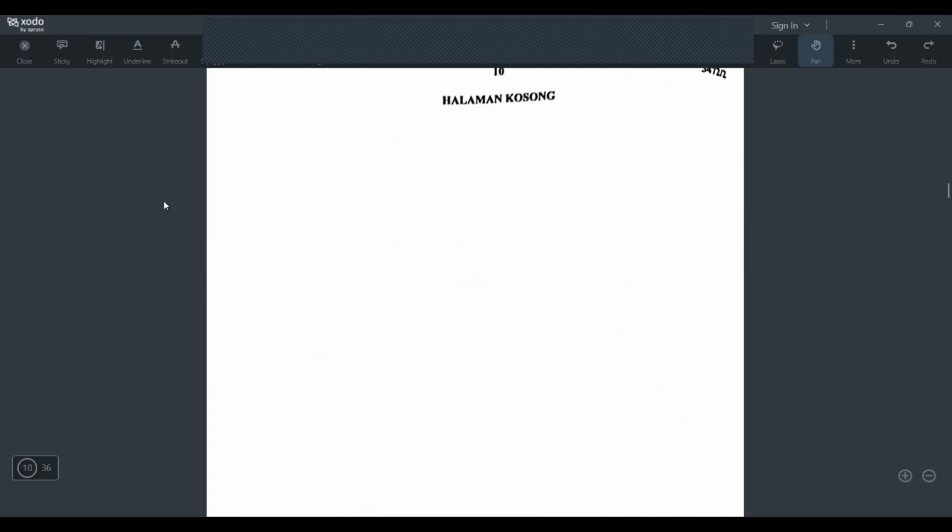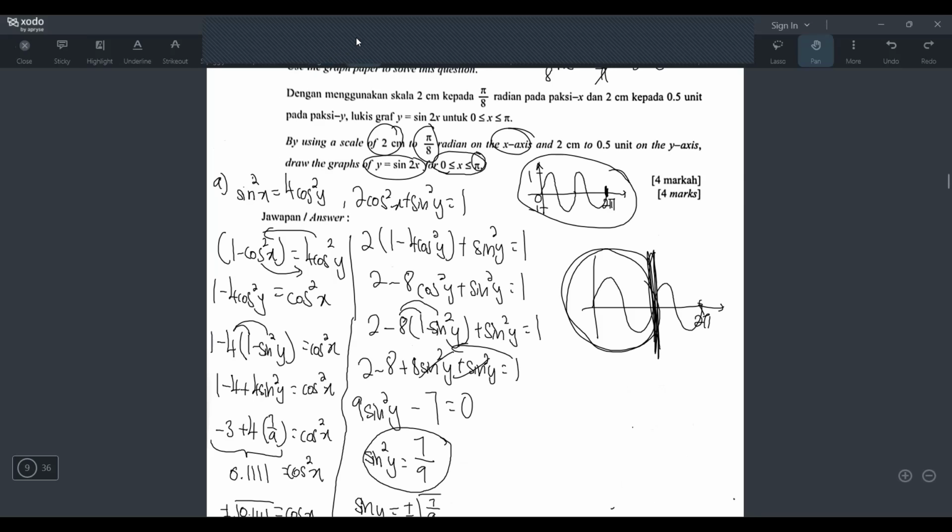Okay, I know in the scheme they did it differently, right? They go and find the points for all the points. They even find points for pi over 8, 2 pi over 8, 3 pi over 8. I think yeah, can also. But it will take a lot of time, and you will end up with the same answer anyway. So I'm not going to do it. But can also, you can find the coordinates.